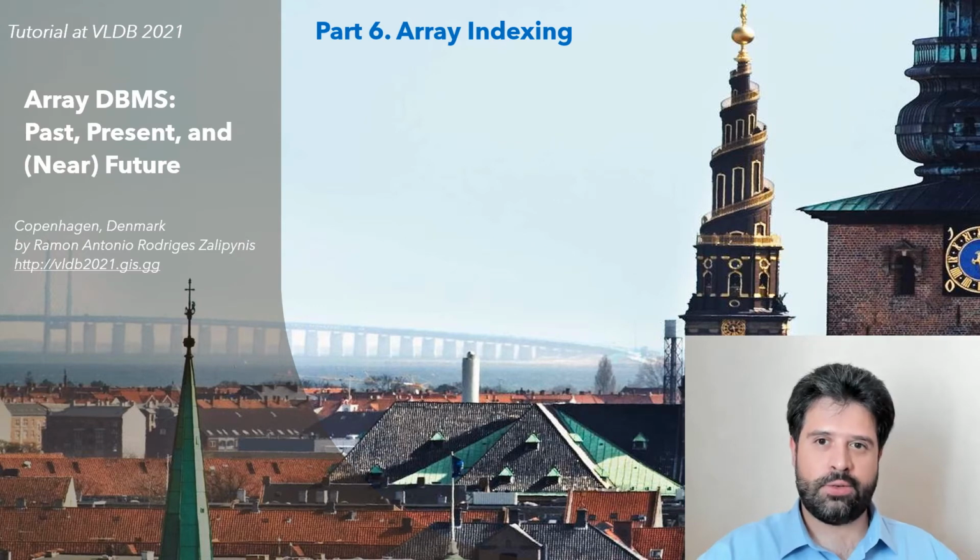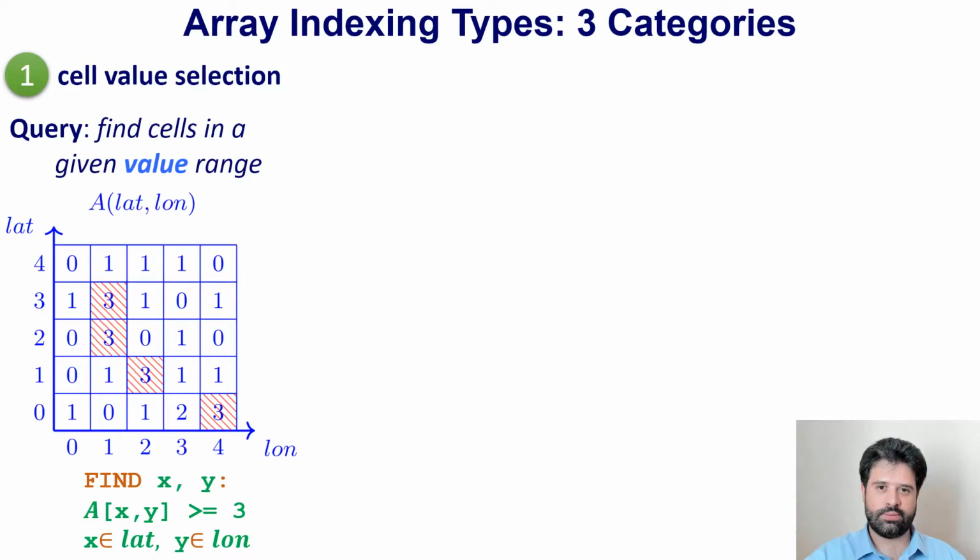Let's cover array indexing approaches. State-of-the-art ArrayDBMS index types fall into three categories. Cell value selection indices accelerate seeking cells whose values are in a given value range. For example, select cells with values greater or equal to 3.